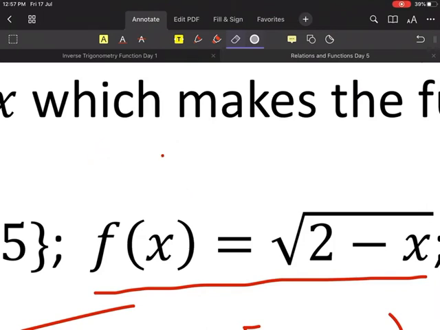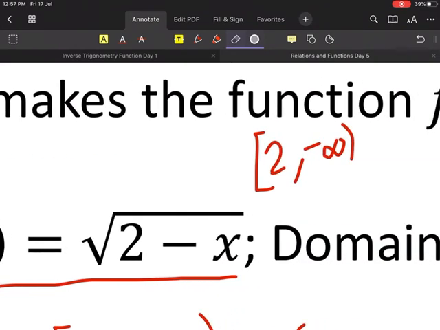Again the same thing. 5 lies between them, right? If I put 4, wrong answer. Now let's move on to this one.